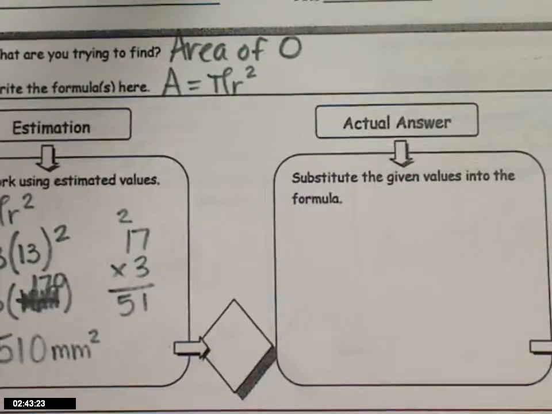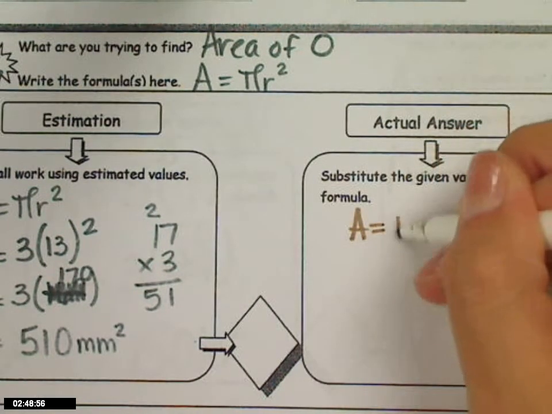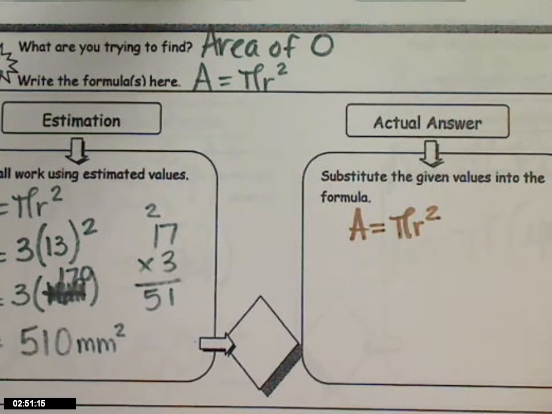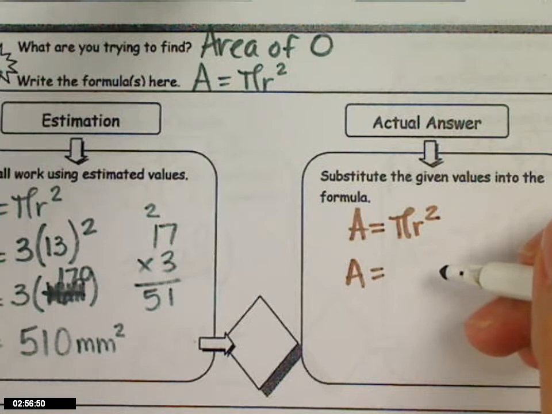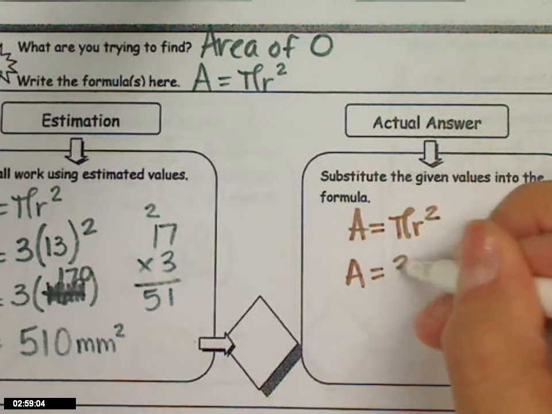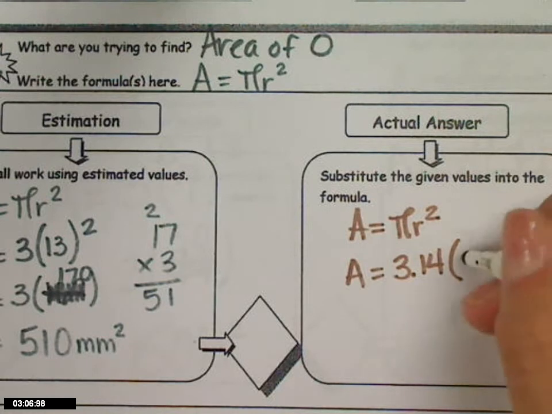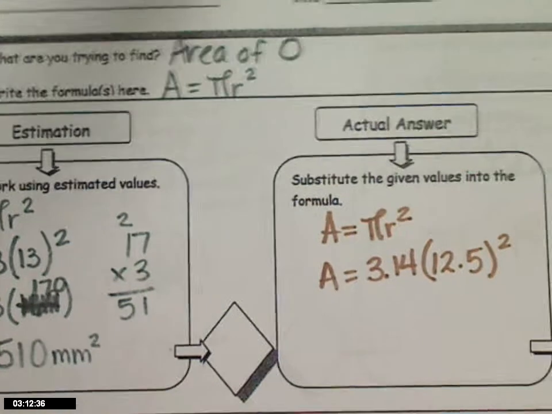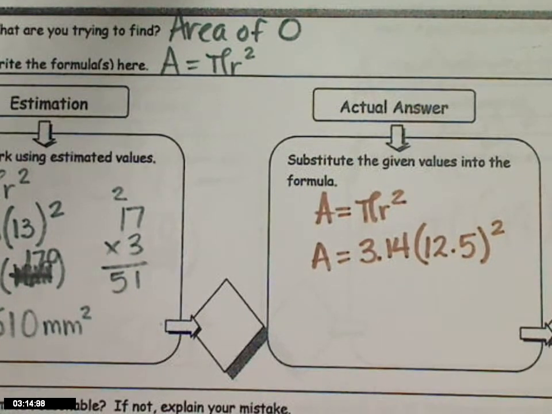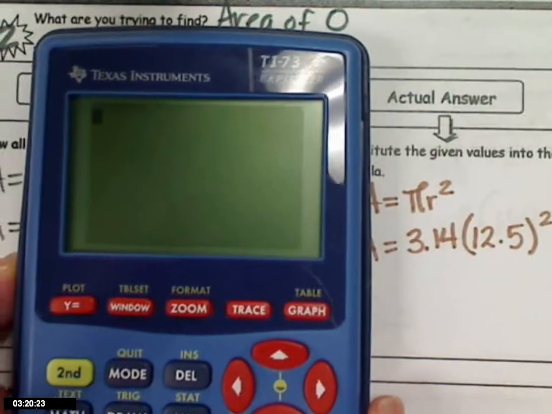Now for the actual answer, I'm still going to write my formula. A equals pi r squared. If you're at home, what are you going to use for pi? 3.14. And my radius was? 12.5. Yeah, 12.5. Make sure you use the original radius, not the rounded. Okay, 12.5, and that's getting squared. So, I'll show you how to do it if you've got an older calculator, and then I'll show you how to do it if you've got a nice kind of expensive one, I guess.